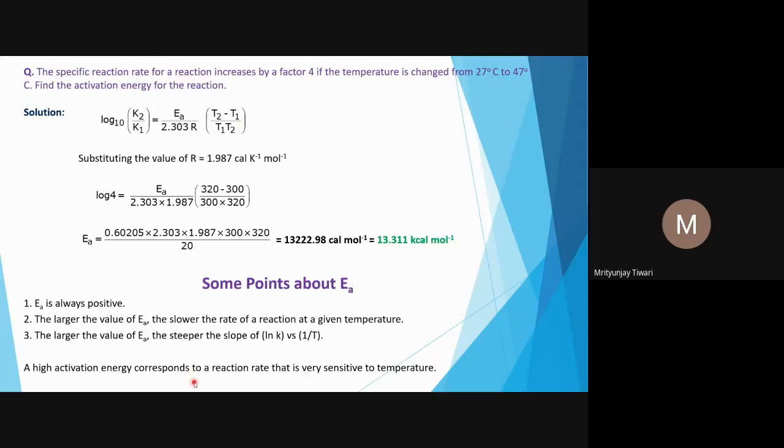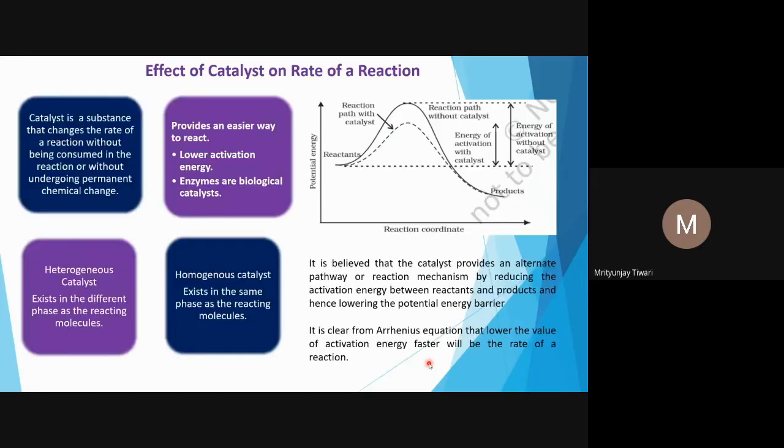So high activation energy corresponds to a reaction rate that is very sensitive to temperature. If the activation energy is very high, the rate of reaction is very sensitive to temperature, which means the reaction may happen only when the temperature is increased. Now let me finish this topic as well, and this chapter will be over then. So the effect of temperature on the rate of a reaction, that we have seen.